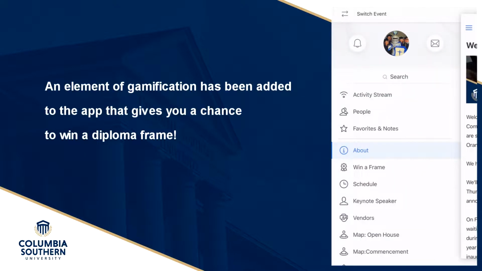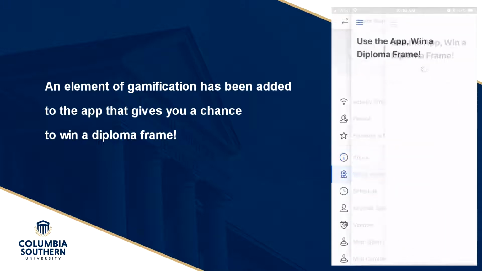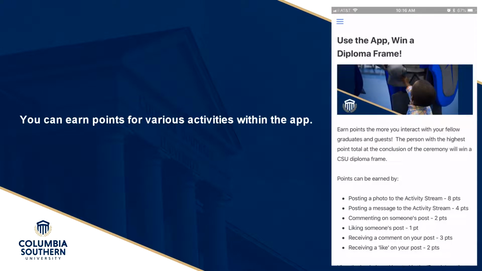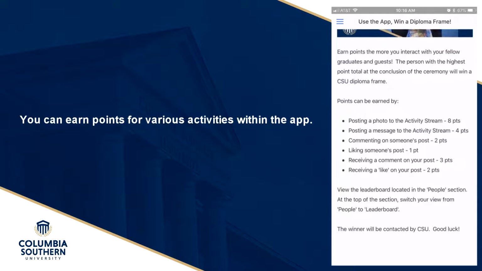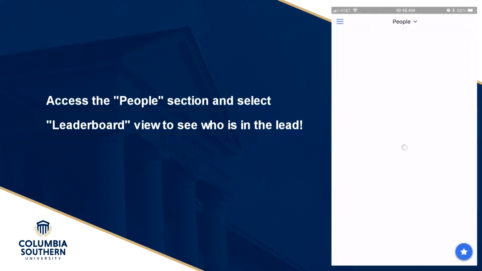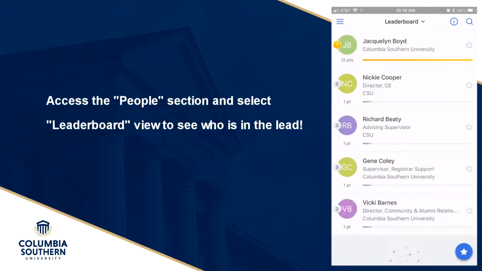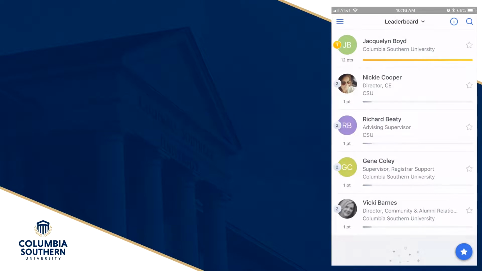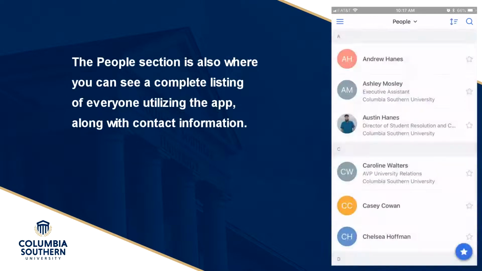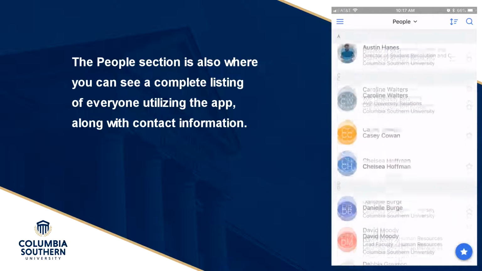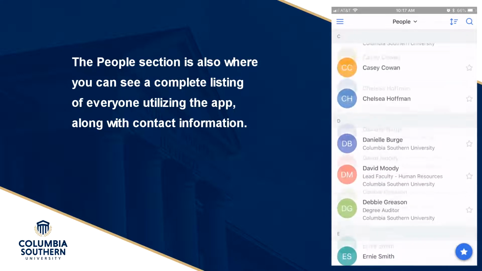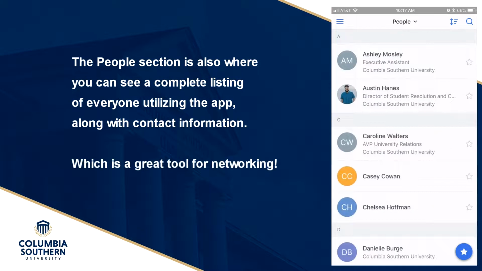An element of gamification has been added to the app that gives you a chance to win a diploma frame. You can earn points for various activities within the app. Access the People section and select Leaderboard View to see who is in the lead. The People section is also where you can see a complete listing of everyone utilizing the app along with contact information, which is a great tool for networking with your fellow graduates.